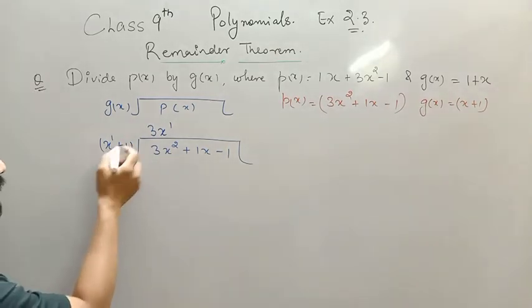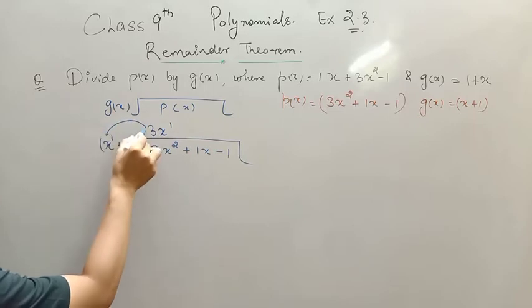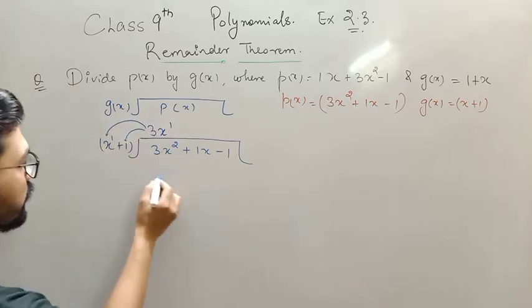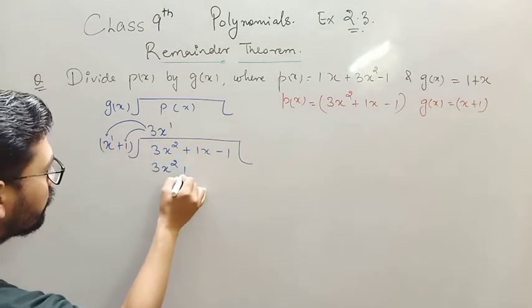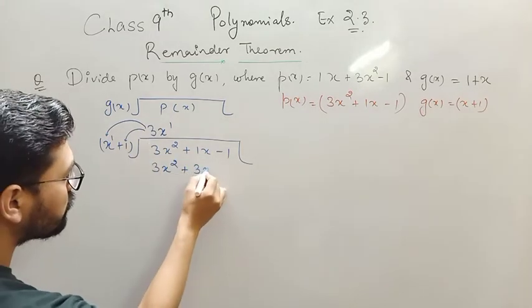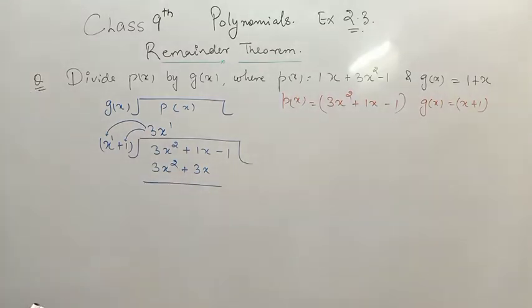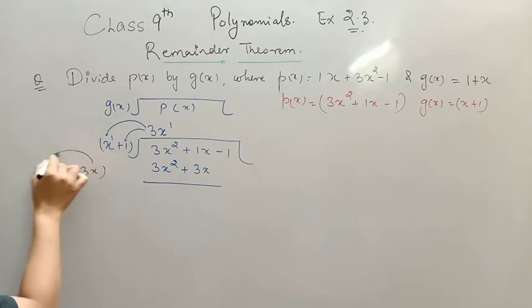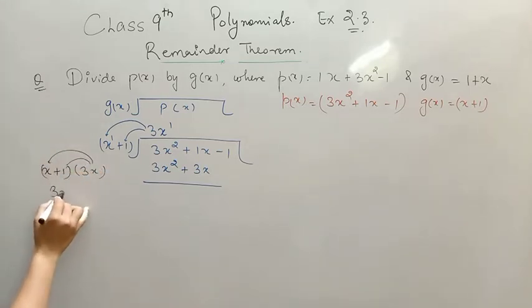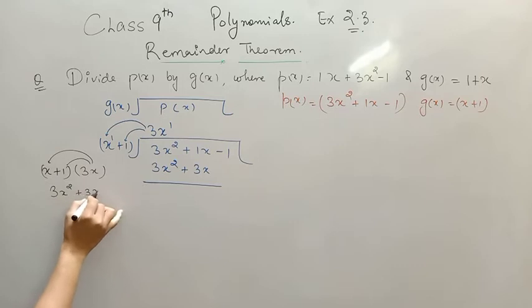Now here two values are given. So first 3x is multiplied by this and then this is multiplied by this. So 1 into 3x, 3 into this is 3x. You can solve this here like x plus 1 is multiplied by 3x to get 3x square. So when I multiply this, what will I get? 3x square plus 3x. Any doubt in this? Now solve this.